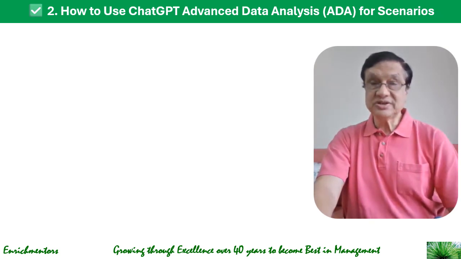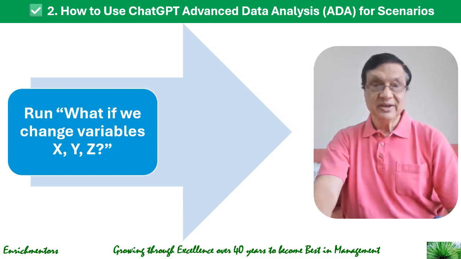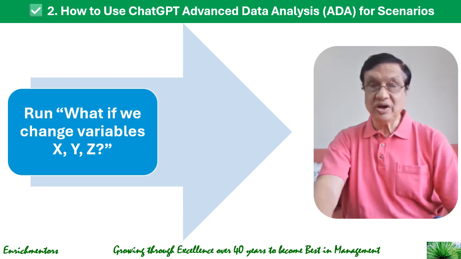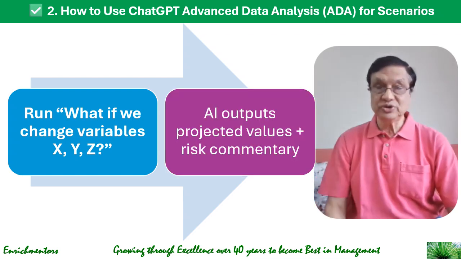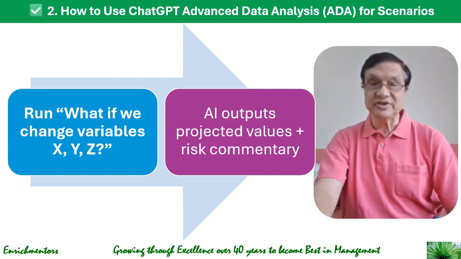Then what you do in step 4 is run a what-if scenario. That's where you say, what if we change variables X, Y, Z, right? And then you run that. You could say, what if our churn rate rises from 5% to 12% next quarter? What if the customer acquisition cost falls by 15%? What if we launch a new product line at a 25% margin? And then you say, simulate a recession scenario with 6% demand drop. And the AI outputs the projected values and risk commentary. So that's how you run the what-if scenario.